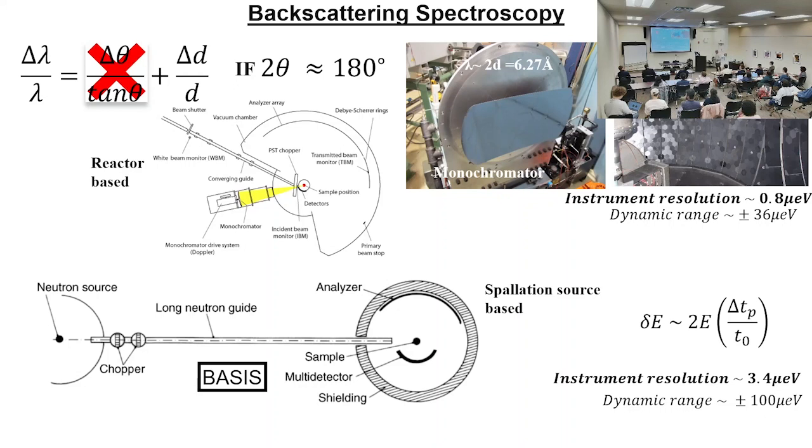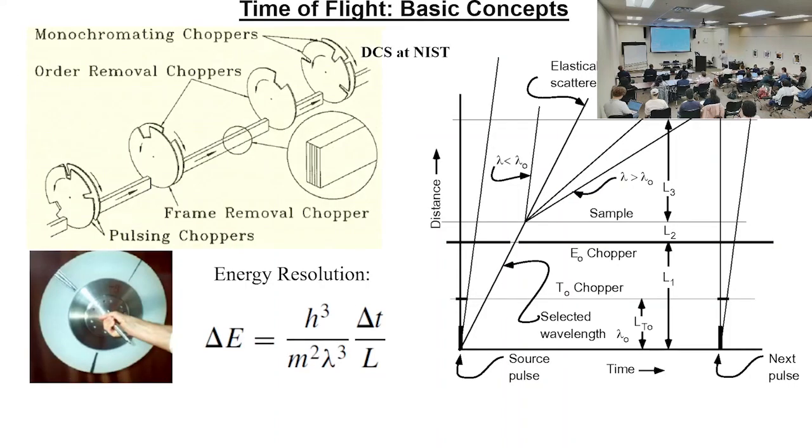So here in the United States, we have one more backscattering spectrometer. It's called BASIS. The instrument design is given here. It's a spallation source-based spectrometer, so it looks very different. This instrument offers instrument resolution of about 3.4 micro eV, and the dynamic range offered by this spectrometer in standard mode is plus minus 100 micro eV. Okay?